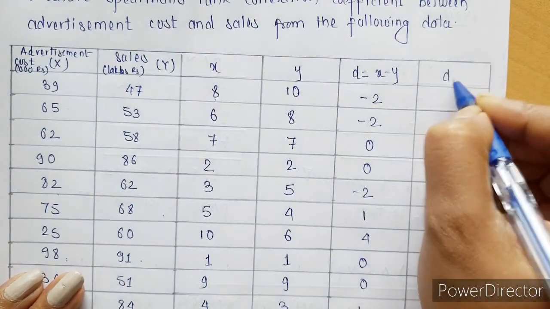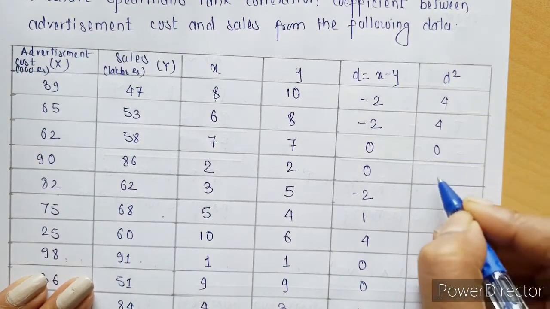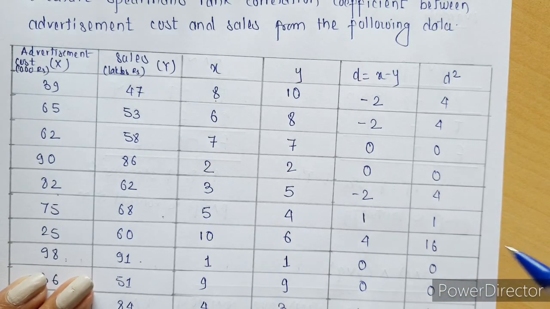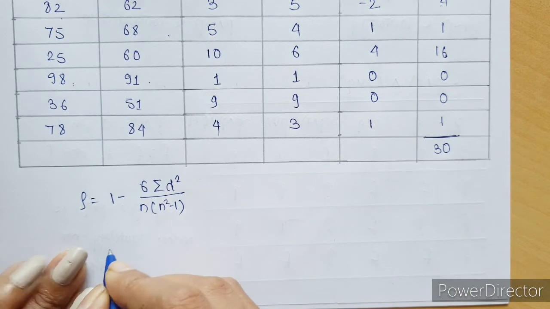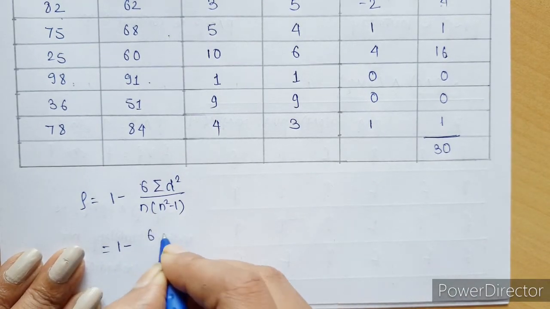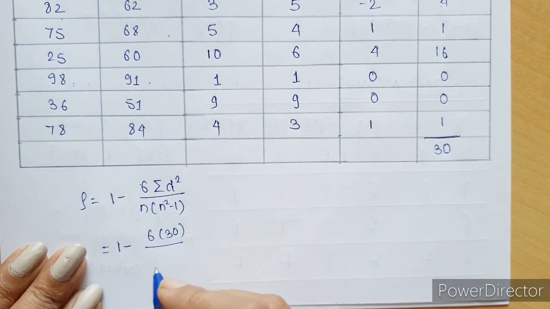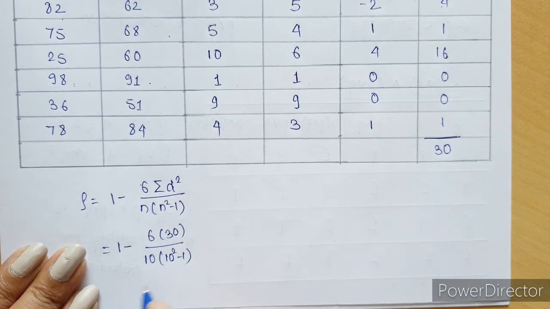So let's find the squares of these. Here we have 4, 4, 0, 0, 4, 1, 16, 0, 0 and 1. Let's add all these. After adding, what we get is 30. The summation of d square is 30. Let's substitute back. This will be 1 minus 6 times 30 upon n times n square minus 1. We have a total of 10 observations, so this will be 10 and 10 square minus 1.